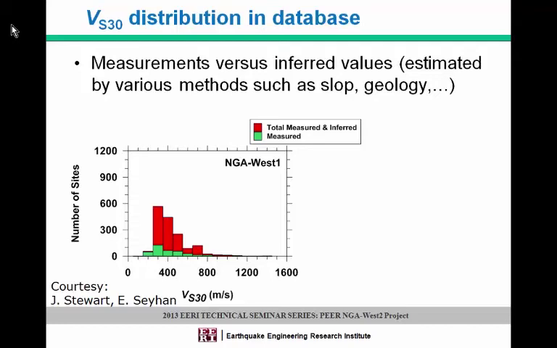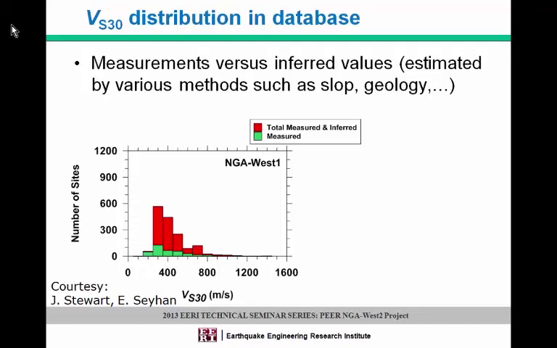VS30 is the average shear wave velocity in the top 30 meters of soil. It's an index of the soil characteristics. It's maybe not the best parameter in the world. There are still challenges and discussions among the geotechs about what is the best parameter, but it's one index. It's better than the old days when we used to say rock versus soil. At least now we have a quantified, well measured parameter.